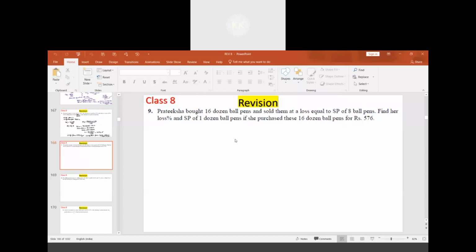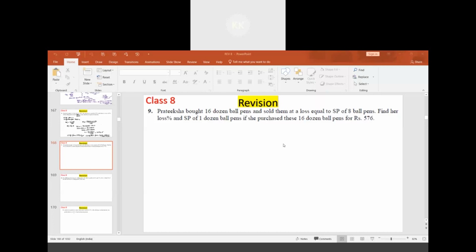Shall we continue with this comparing quantities? There are questions till 40. Now we are in question number 9. Or shall I continue with exponents and powers? Comparing quantities only. Okay, we shall see question number 9 now.